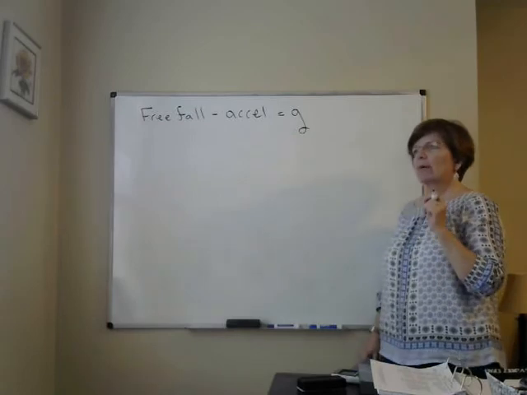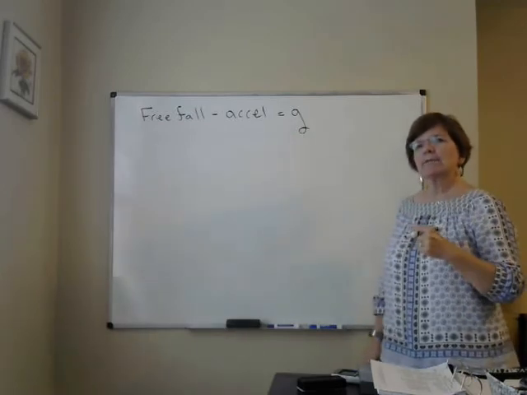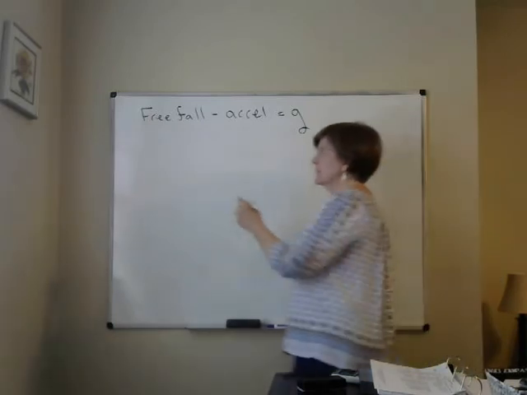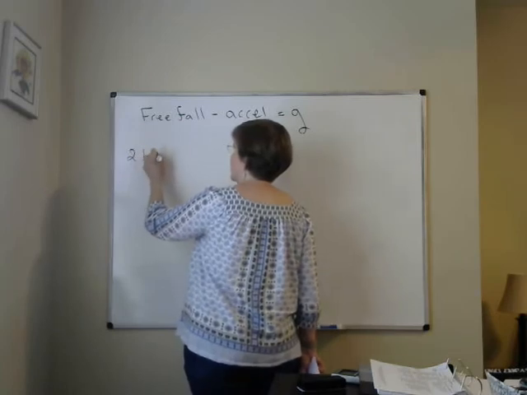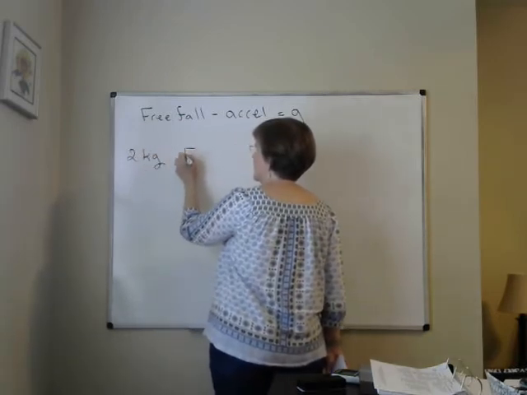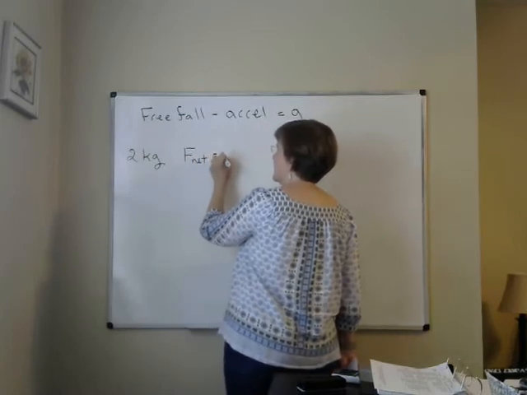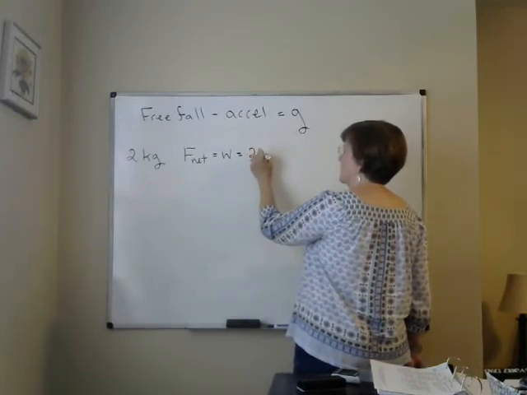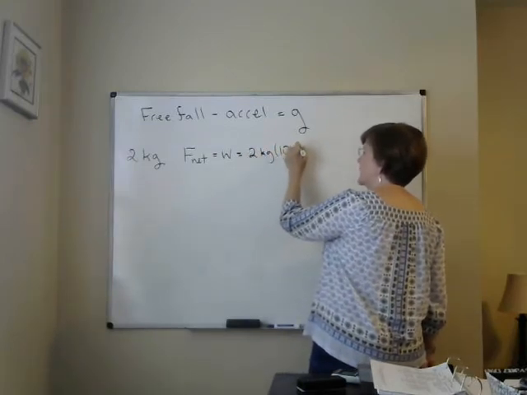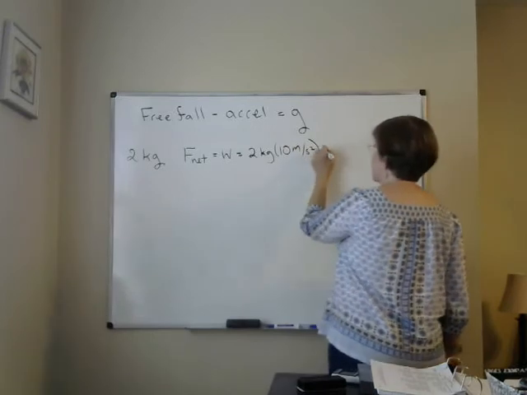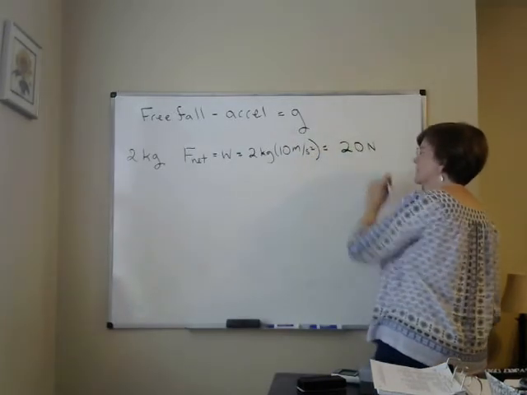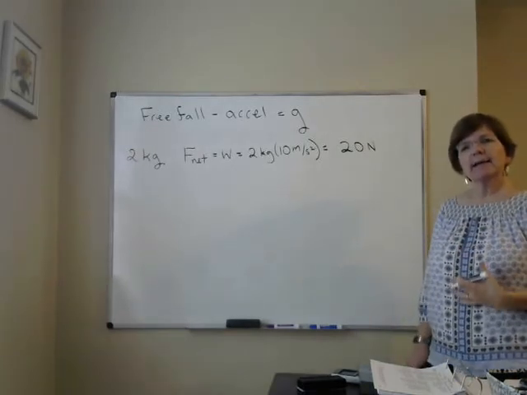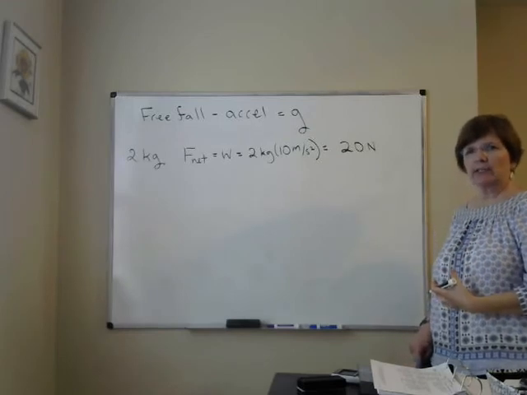Well, let's think about the forces. When something's in free fall, the force that acts on it is its weight. So, suppose I have a 2 kilogram object in free fall, the only force acting on it is its weight, which is mg, so 2 kilograms times 10 meters per second squared is 20 newtons. So, if your 2 kilogram mass is in free fall, it has a force acting on it that's 20 newtons.